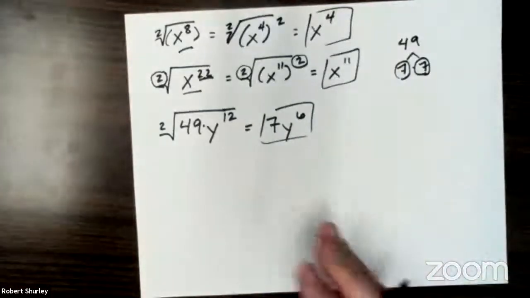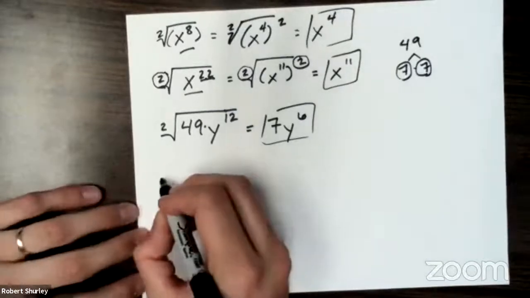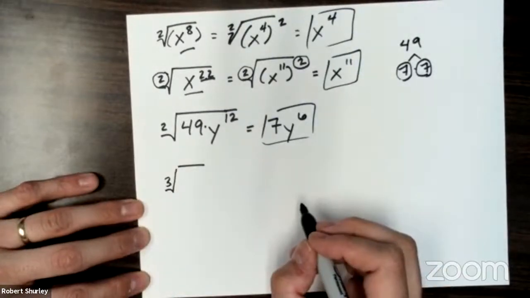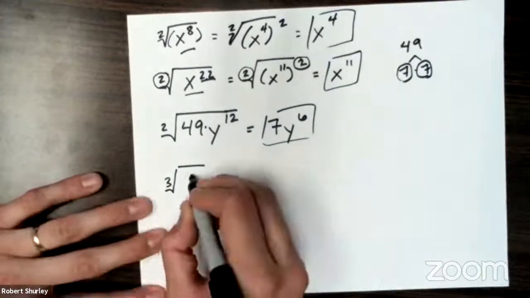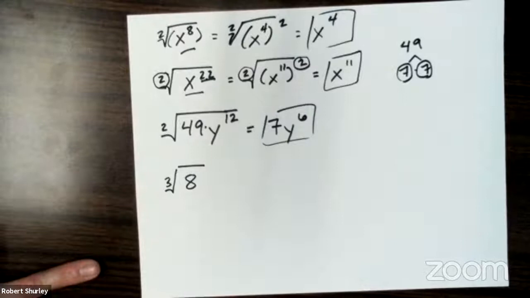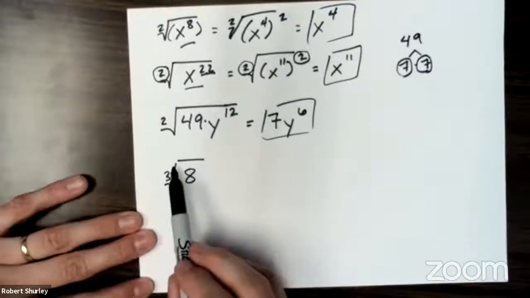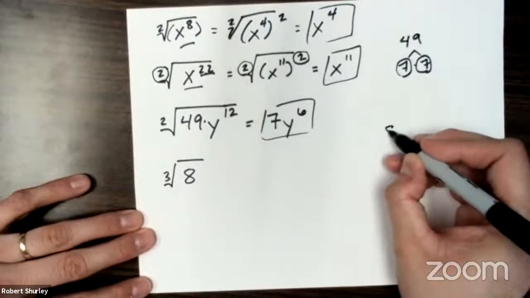Okay, so let's go on to the cube root here. Let's say I wanted to find the cube root of, let's do a number that has a cube root. 8 has a cube root, okay? The cube root of 8. And again, if I don't know the cube root of 8's 2 off the top of my head, I'm going to make a factor tree of 8, okay? So I'm going to make a factor tree.